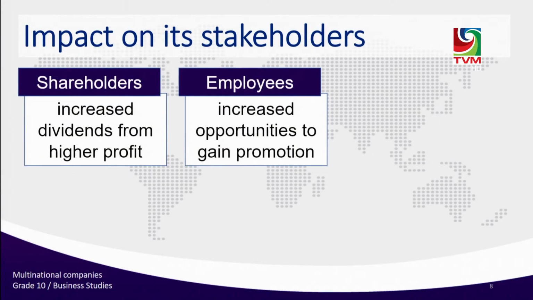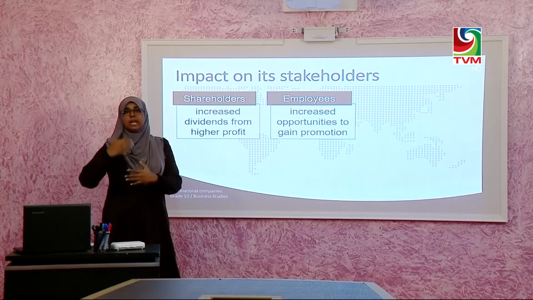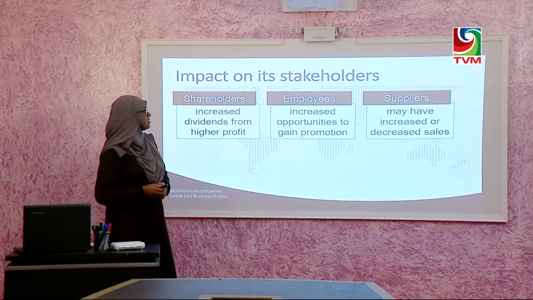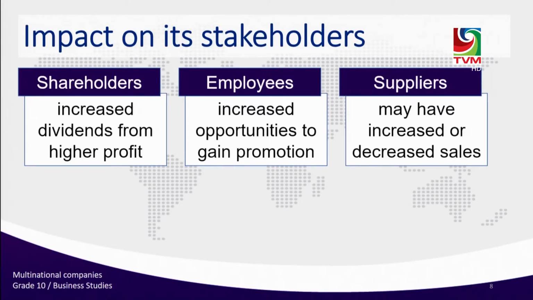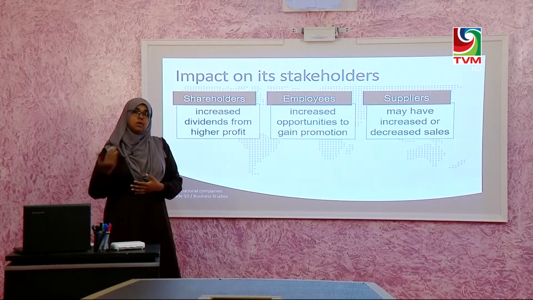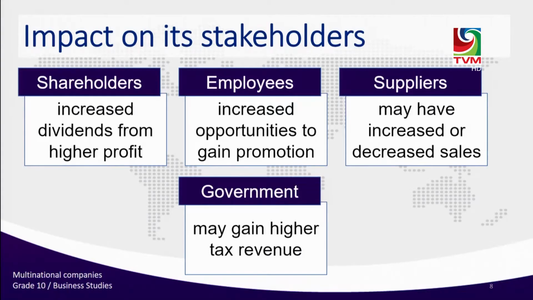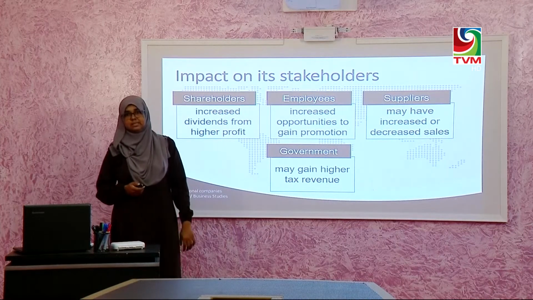Then employees. Because the company is expanding, these employees might have the advantage of getting a promotion to overseas locations. That can give a benefit to them. Then we have suppliers. Suppliers may have an increase or decrease of sales. That means suppliers of raw materials. There may be an increase in their sales or a decrease, depending on the location of their business. Then we have government. Obviously, one of the main interests of government in MNCs is the tax return that they get from these MNCs. Government may gain a higher tax revenue from multinational corporations.